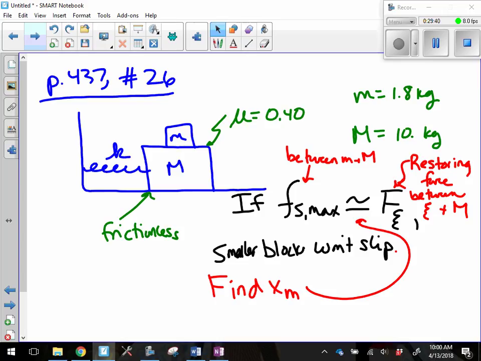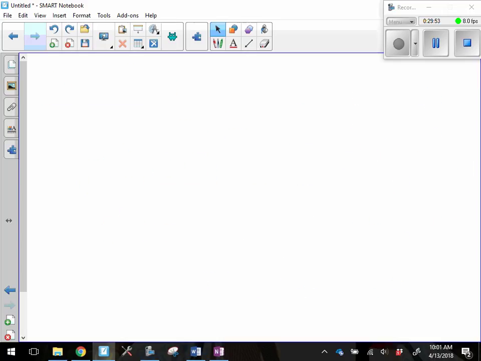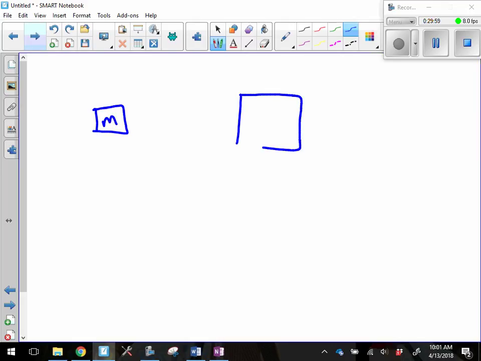Free body diagrams. I've got two forces, right? That's what you do when you have forces: you make free body diagrams for the objects. So we've got our little m and our big M. Let's talk about little m first. What kind of forces do I have on little m?